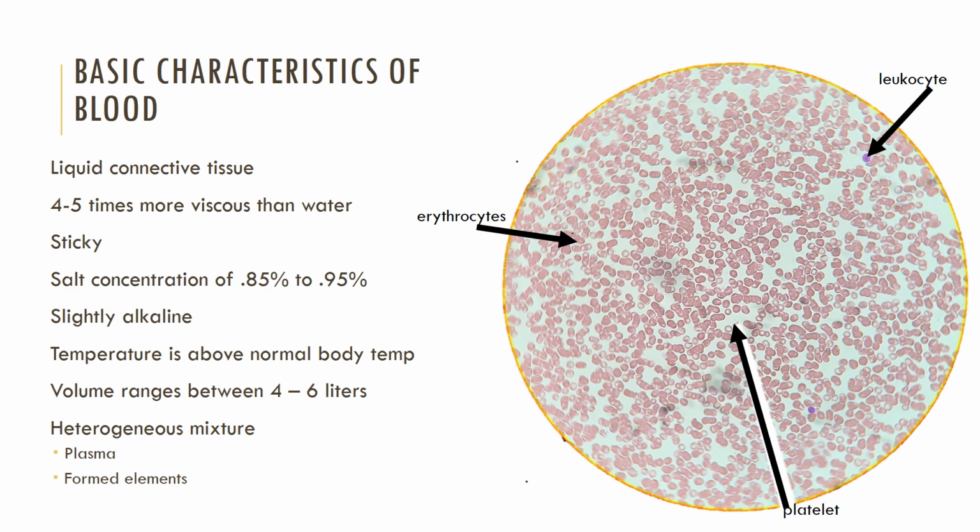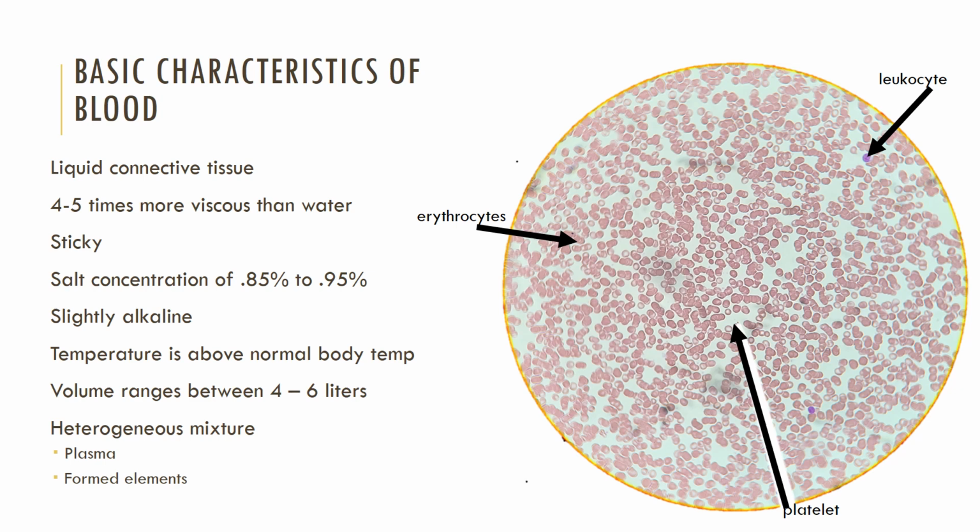The basic characteristics of blood are shown here. Blood is a liquid connective tissue which constitutes approximately 8% of the human body mass. Blood is 4 to 5 times more viscous than water. Blood is also somewhat sticky and has a salt concentration of about 0.9%. Blood temperature is slightly above our normal body temperature. The blood pH is slightly alkaline, with a pH in the range of 7.35 to 7.45.